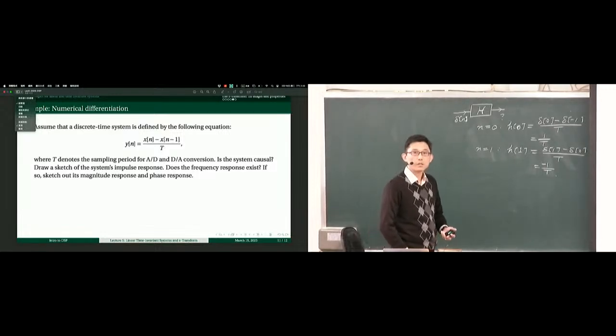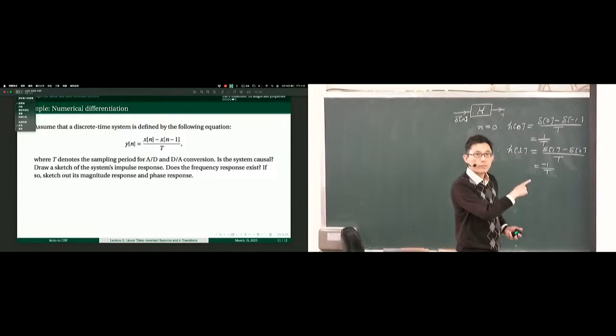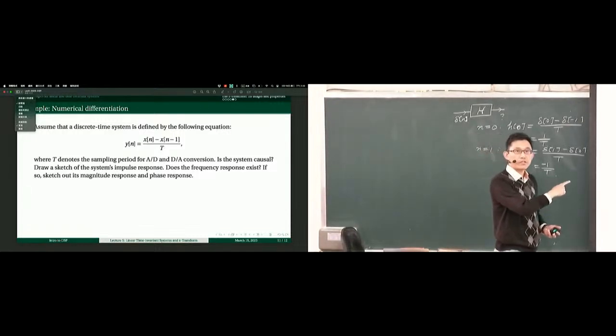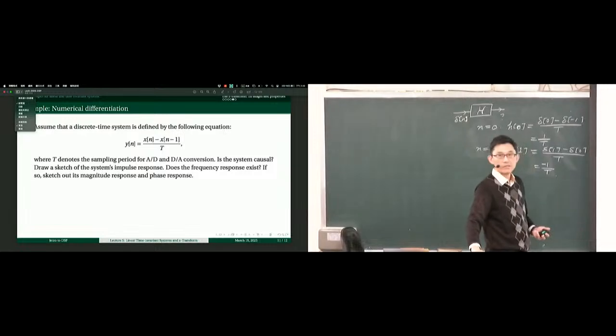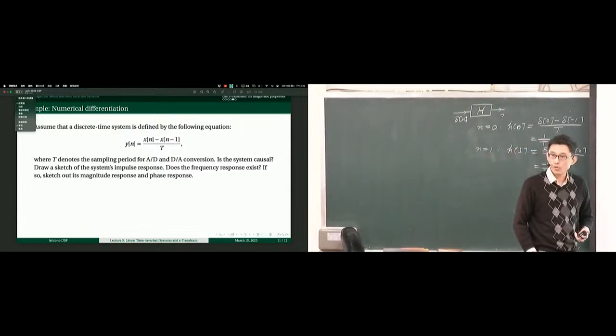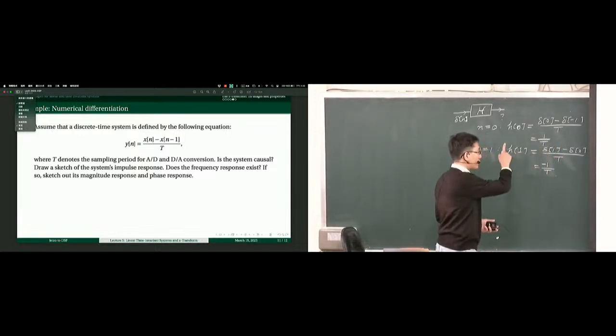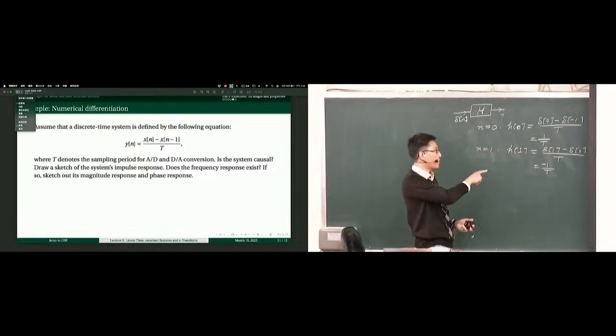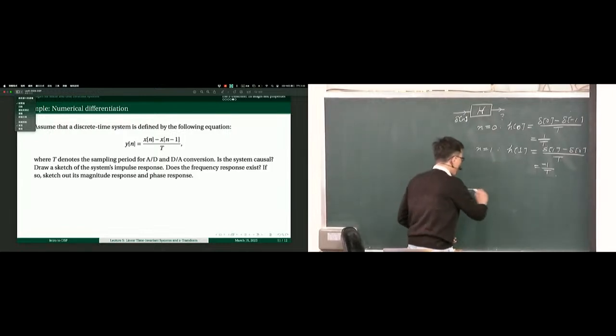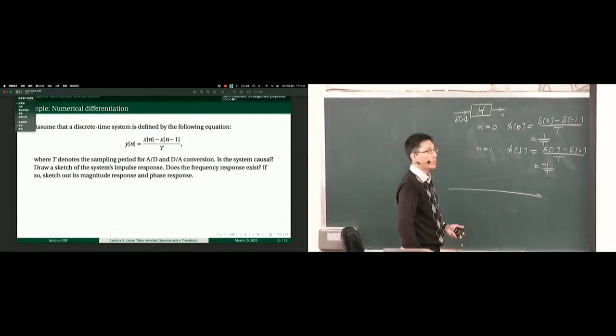All right, let's get back to this exercise. Here we have an equation defining the relation between input and output, and we have started sketching the impulse response. Very soon you will realize that the impulse response consists of only two non-zero samples. These are the only two non-zero samples.